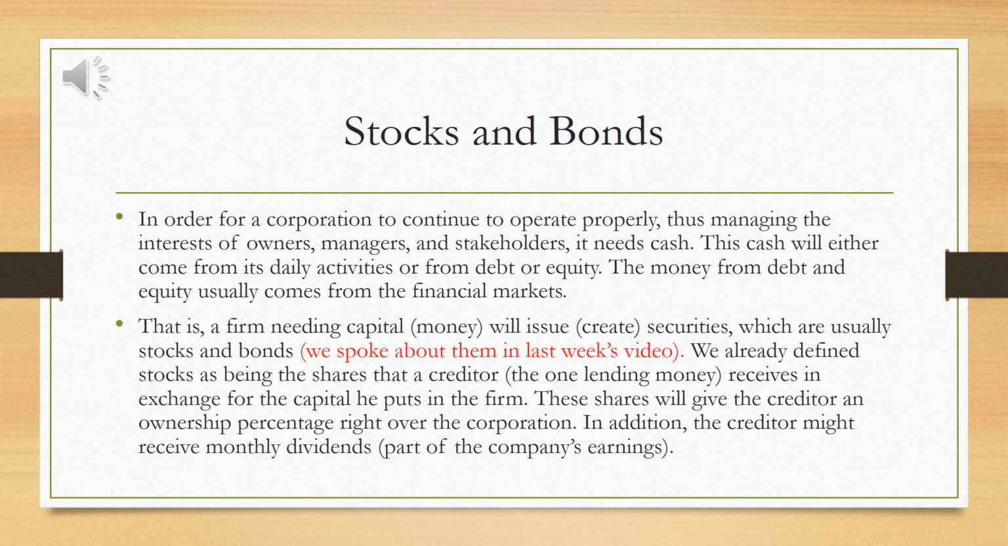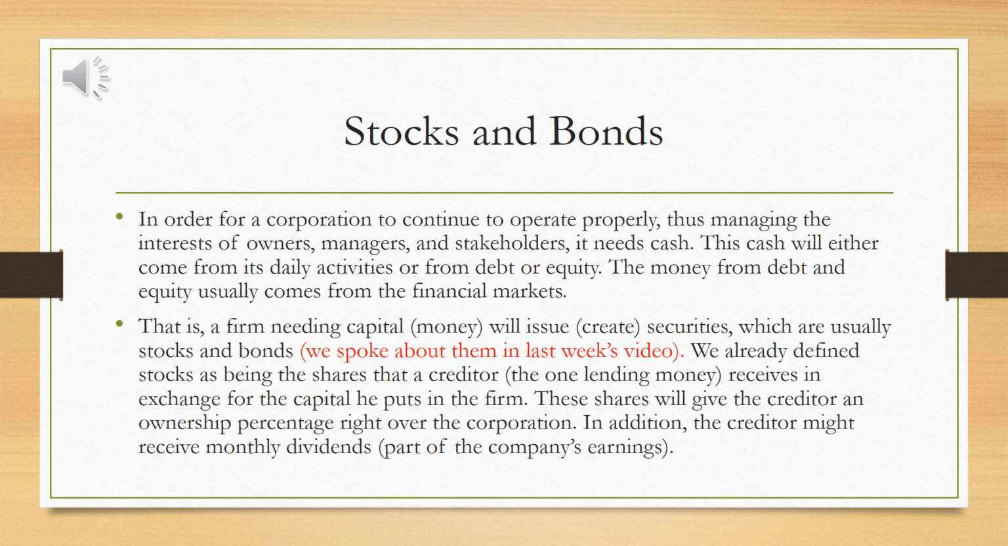In order for a corporation to continue to operate properly, thus managing the interests of owners, managers, and stakeholders, it needs cash. This cash will either come from its daily activities or from debt or equity. The money from debt and equity usually comes from the financial markets. That is, a firm needing capital will issue securities, which are usually stocks and bonds. We already defined stocks as being the shares that a creditor receives in exchange for the capital that he puts in the firm.